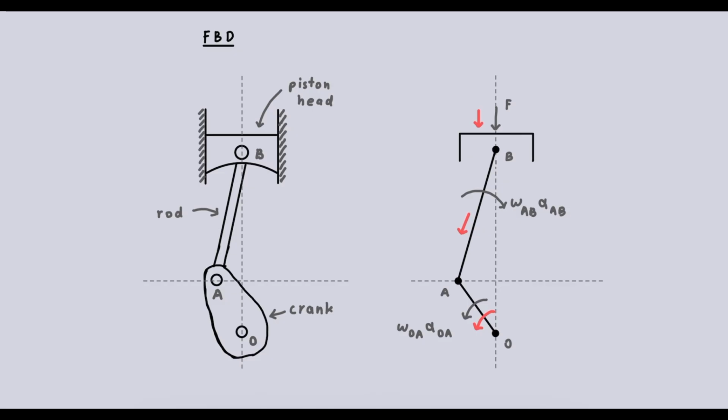This is the free body diagram of the piston. The force F shown on the piston head is generated by combustion. This force pushes the piston downward, and since the piston is connected to the crank via the connecting rod, this motion is transmitted to the crank. The connecting rod applies a torque to the crank, causing it to rotate. In short, the combustion force creates linear piston motion, which is then converted into crankshaft rotation.